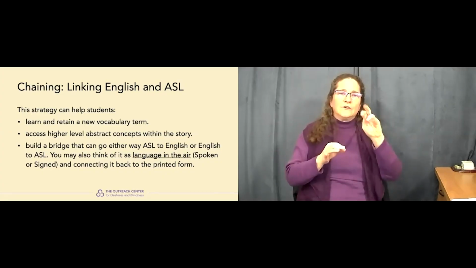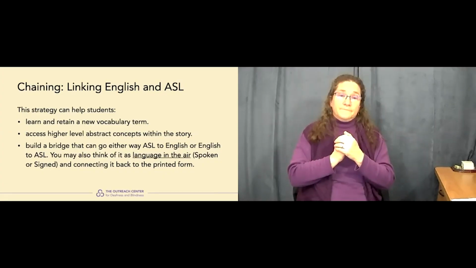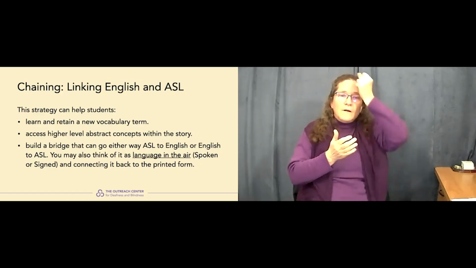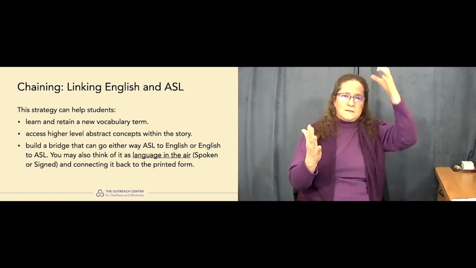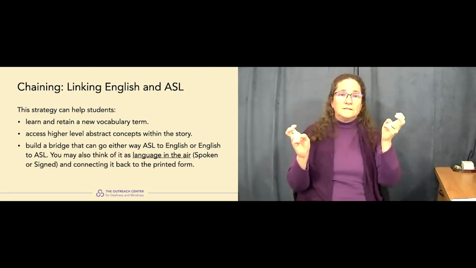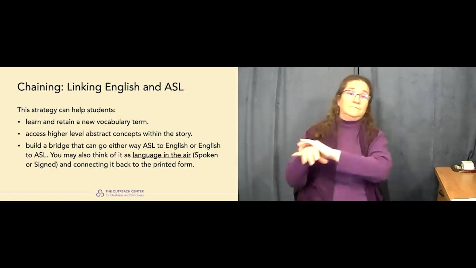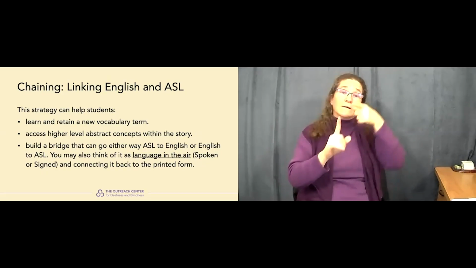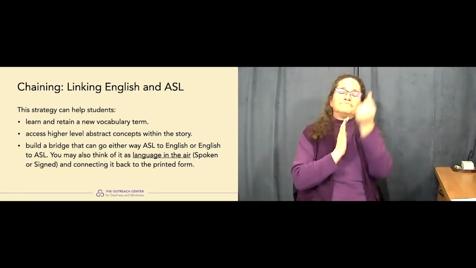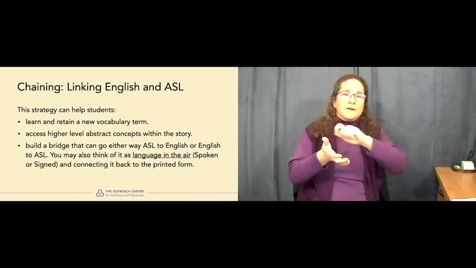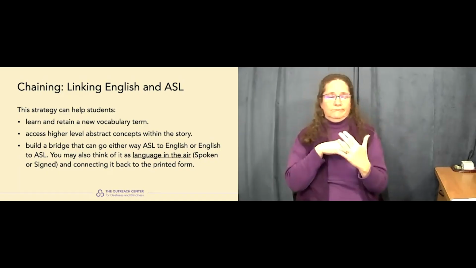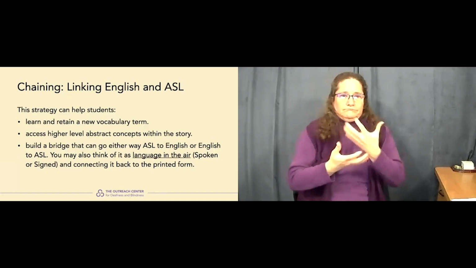This also can be used to access higher abstract concepts within the story, such as a phrase, and it builds a bridge between English and ASL, or even spoken English auditory skills to the printed form. At the end of the day, we want our students to be fluent in language and have access to literacy-based skills, being able to read and write the word in English regardless of what their receptive and expressive language or languages are.